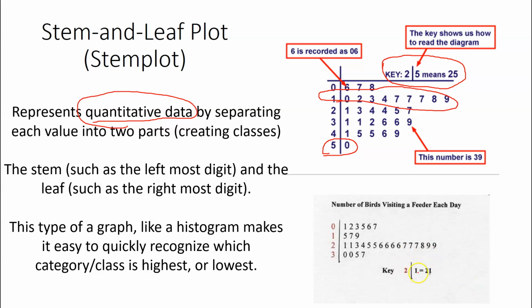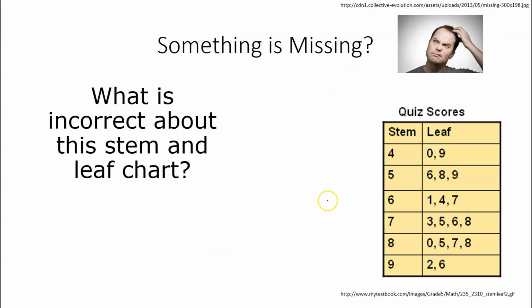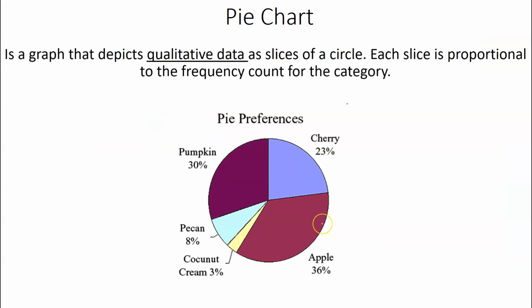Again, take this one. The key here is 2, 1 is 21, so it's basically the same key as that one up there. If you're not given a key, so like over here, does this mean 40 or 49, or does it mean 400 and 490 or something like that? Don't know. You don't know unless you have the key. So if you make a stem and leaf, you've got to give a key someplace. It doesn't necessarily have a set spot, but someplace around here, you've got to have a key.